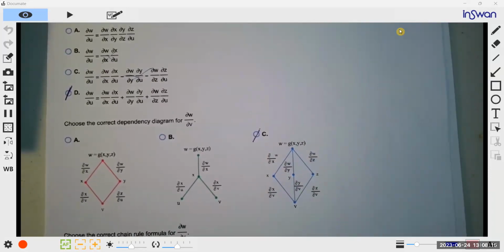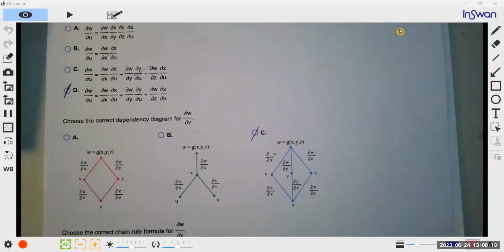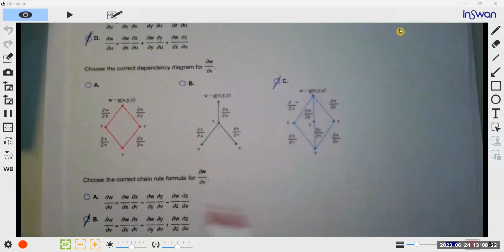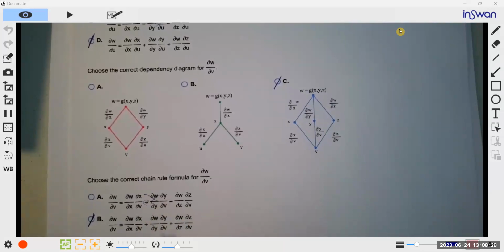So dx/dv, dy/dv, b. And the last one is, it can't be this one because it's minus. There's no sign there. So it has to be that one. It's dw/dx, whatever's here has to go there. And that's with the v. dw/dy, y has to go there with the v. Because what happens, the x's cancel, we have dw/dv. The y's cancel, dw/dv. The z cancels, dw/dv.